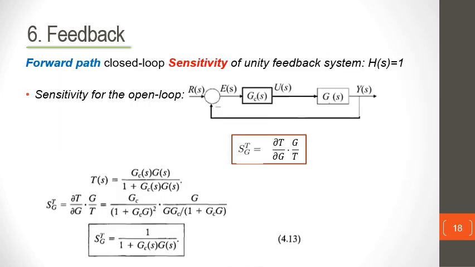Excuse me. Now we can calculate the forward path closed loop sensitivity for a unity feedback system as shown here. If we have a unity feedback system like this one, we call it a unity feedback system because in the feedback loop you just have 1. You don't have a gain here. The gain is 1 in the feedback loop. That is, h of s is simply equal to 1.